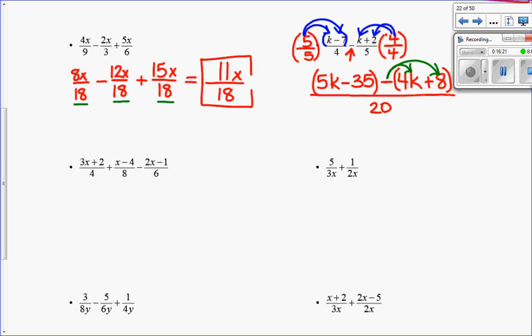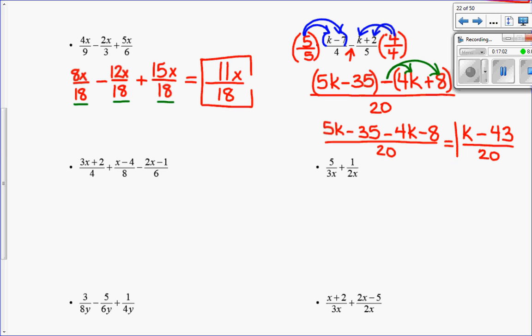Okay? So to simplify this now, let's write it one more time. I have 5k minus 35, I really would have minus 4k minus 8 all over 20. Now I'm going to combine like terms, do my subtraction. I've got 5k minus 4k. That gives me 1k. I just have to write it as k because the 1 is assumed. And then negative 35 minus 8, which is negative 43. And that's all over the common denominator of 20. This is my final answer.